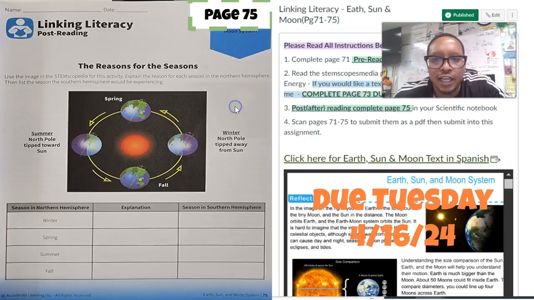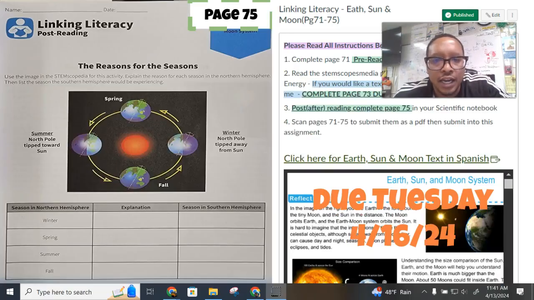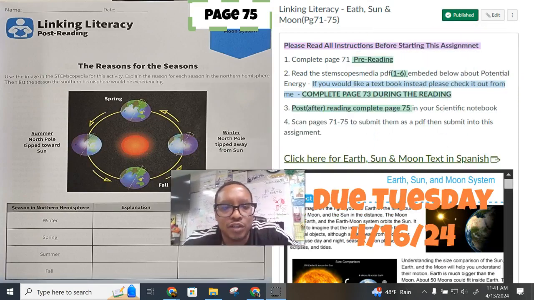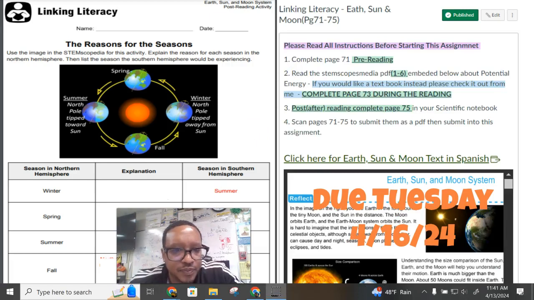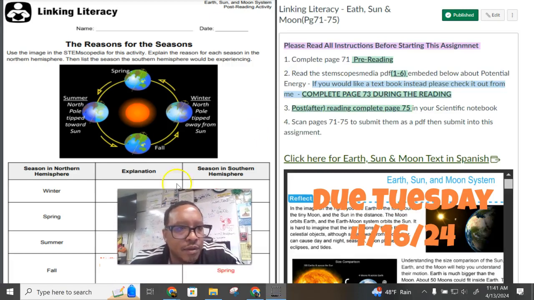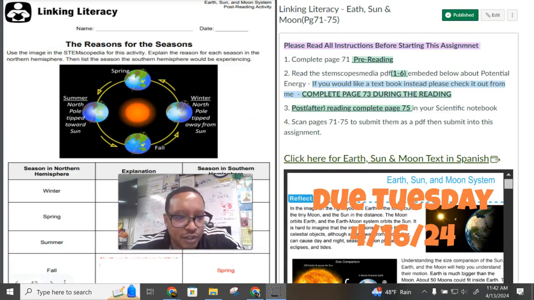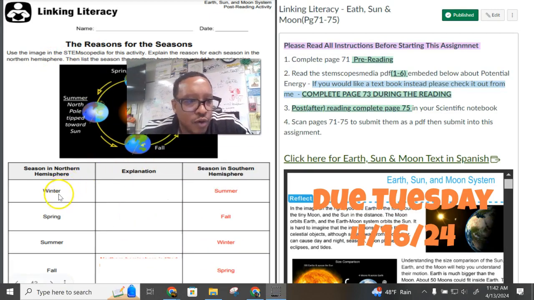Okay, let's keep it going. Now, on to this last page. So that was page 71, 75. Let's talk about this last page real quick. So this last page, right, you use the image in STEM scopes to kind of see some things. So hopefully you guys are good with when it's winter in the northern hemisphere, then that means it's the opposite in the southern hemisphere. So summer.